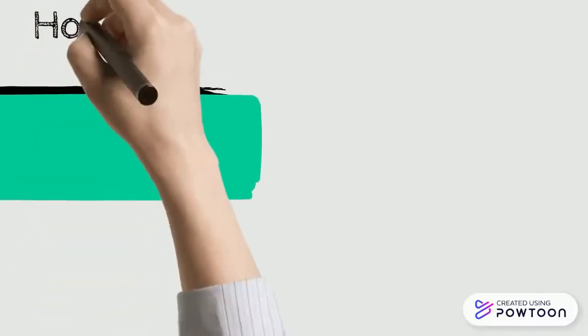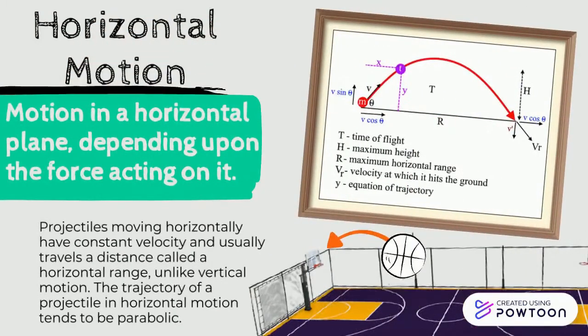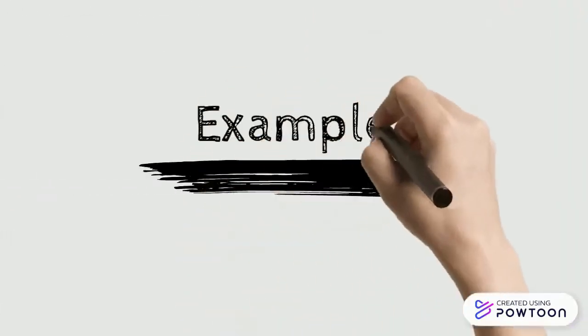Next up, projectiles in horizontal motion. Projectiles in horizontal motion moves in a horizontal plane, depending upon the force acting on it. Projectiles moving horizontally have constant velocity and usually travels a distance called a horizontal range, unlike vertical motion. The trajectory of a projectile in horizontal motion tends to be parabolic.